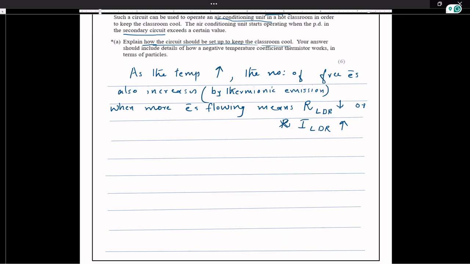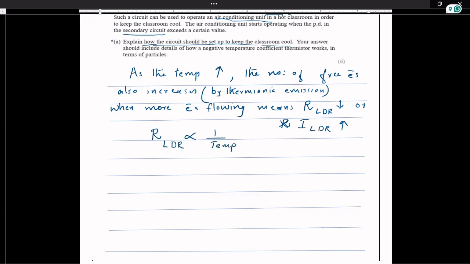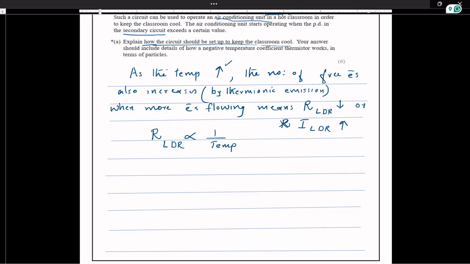So when more energy is supplied in the form of heat by thermionic emission, more electrons become free. When more electrons are flowing, the current of the LDR increases or the resistance of the LDR decreases. So the resistance of the LDR is inversely proportional to the temperature. When you are increasing the temperature, the resistance is decreasing. There is a negative or inverse relation between LDR and the temperature. So we say that LDR is having negative temperature coefficient.